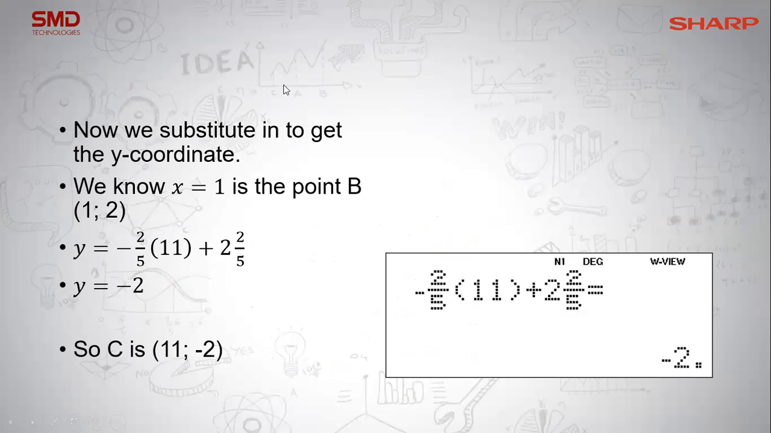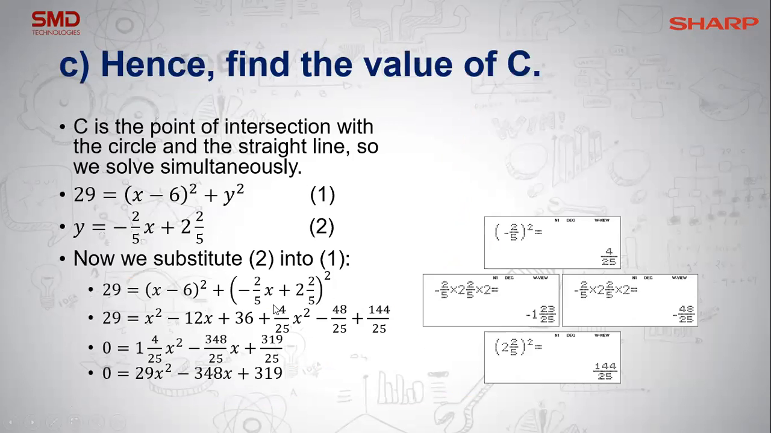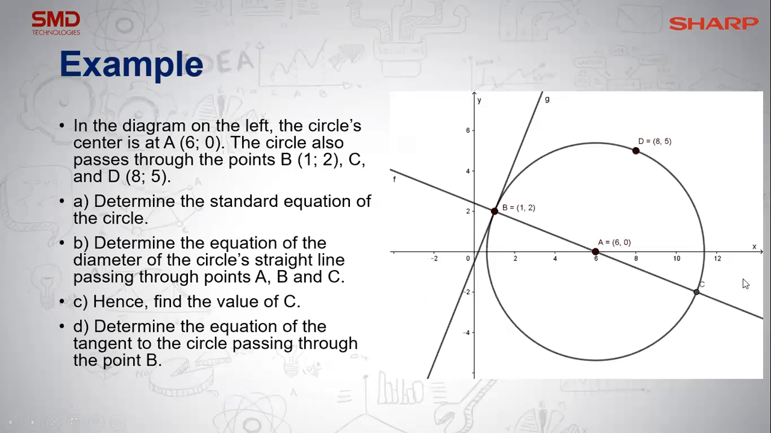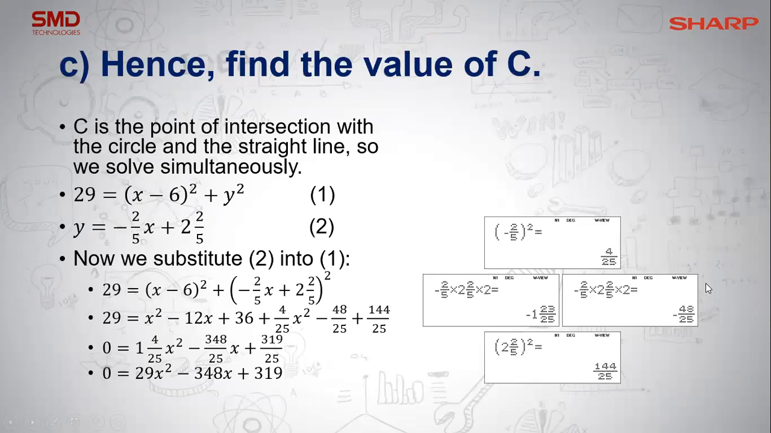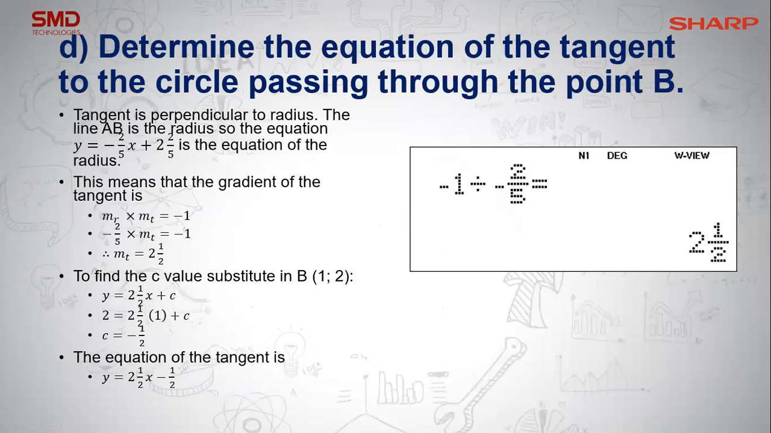And then, of course, we know that x equals 1 is the point B, so we don't have to substitute for that one. We can just substitute 11 and find our y, which is -2. And if we go back and look at the picture, I'm hoping I can find it quickly. There it is. So it does look like C is 11 and -2. We can sort of see it on the graph, but it's always nice to go back and check and make sure that we're on the right track.